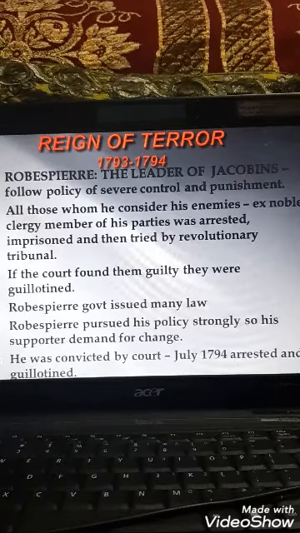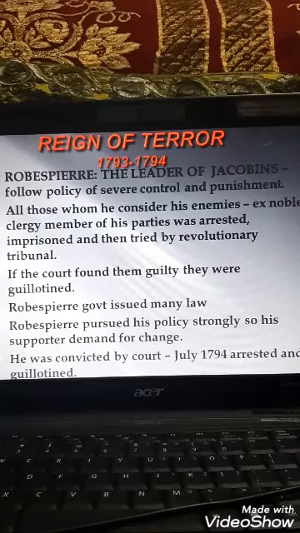Now Robespierre, as we have seen, pursued his policy very strongly, and for that the supporters of Robespierre demanded change. The policy was very strong and strict, and whatever was very strictly implemented, no one will like that. So for that reason, the supporters of Robespierre were demanding change, as no one wanted to follow it.